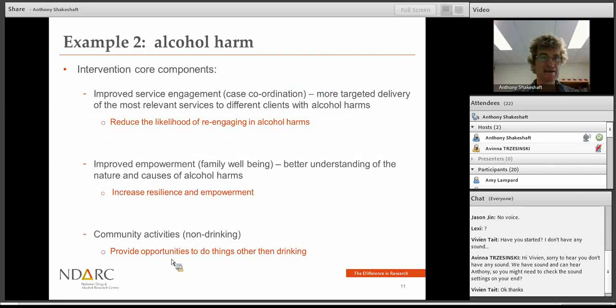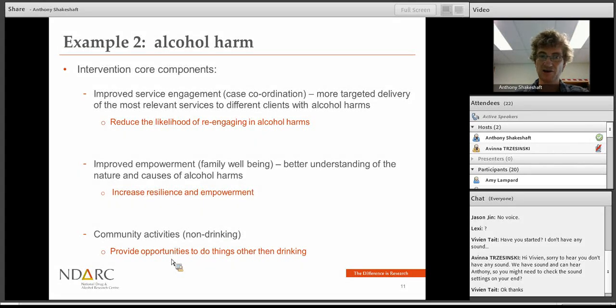Okay, so these are the 3. For this whole community project, they came up with 3 core components. One was improved service engagement, or case coordination was the shorthand. So that was trying to say, how do we get more clients engaged into existing services? The second one was improved empowerment. They really wanted to do something about how we empower Aboriginal people to take more control over their lives. And there just happened to be a program that we knew a little bit about called Family Wellbeing. So we suggested to the communities that it could be something they could invest in. They looked at it, and they really liked it.